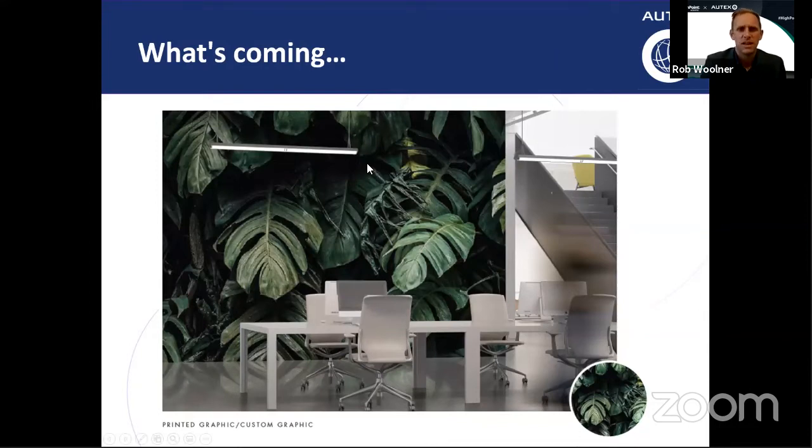Another example of this is how lifelike the printing can be. This is a printed wall in behind a commercial office desk. So there really is no limitation to this. There's a certain file format that you need to provide, but it does allow you to take a space, combine it with artwork, and also combine it with acoustics.